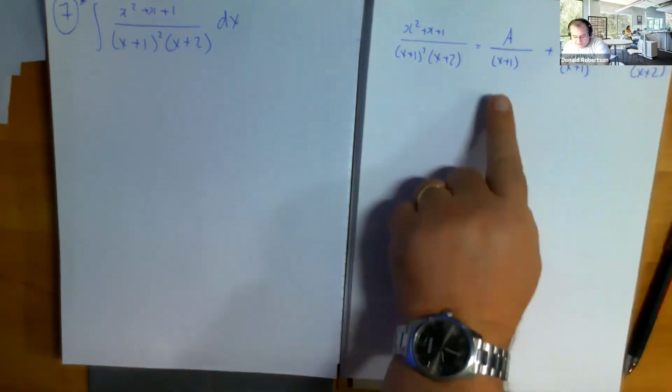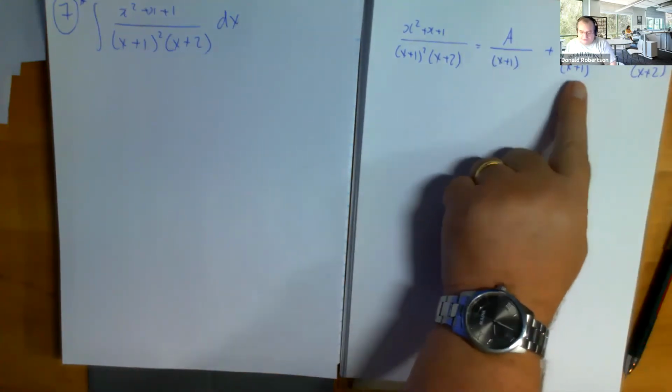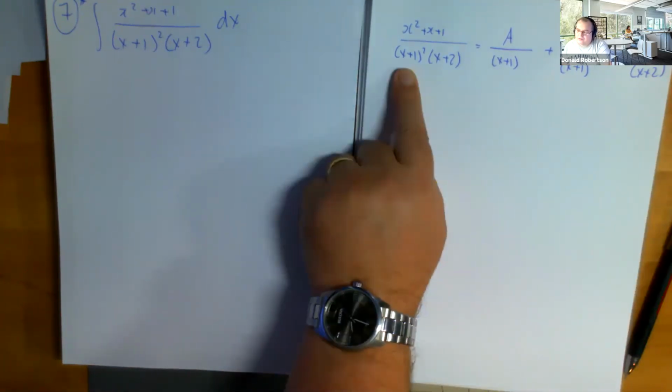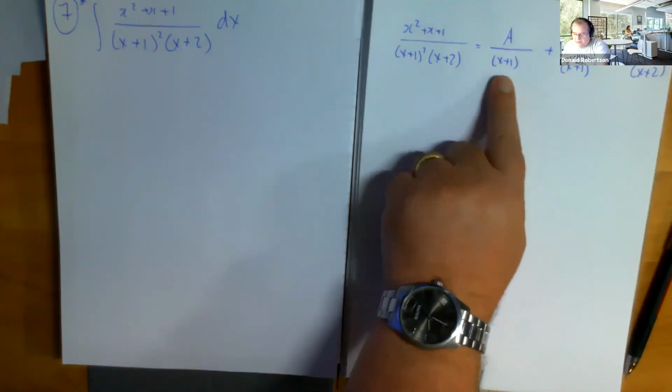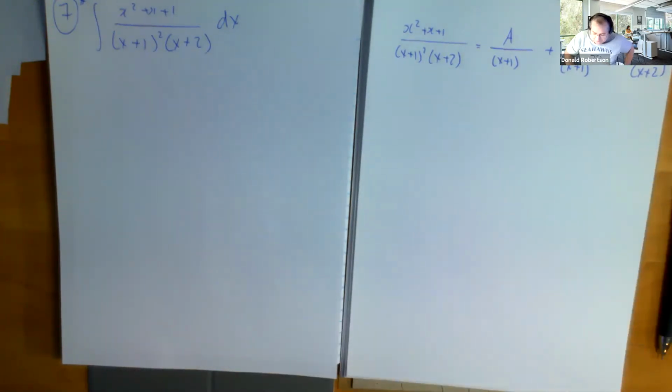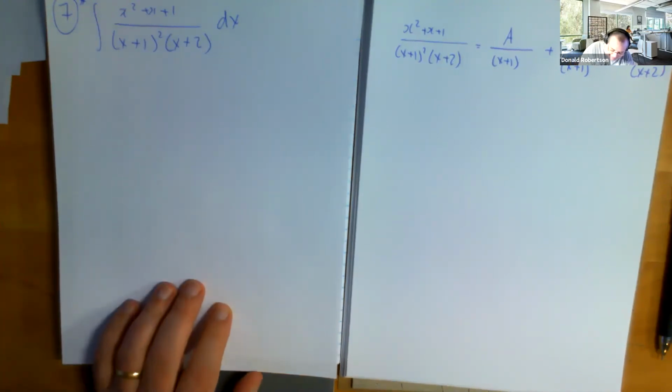Do you notice that there are 2 terms with x plus 1s? That's what happens when you have an x plus 1 squared. These are the 3 baby fractions that you always get. So far, so good.